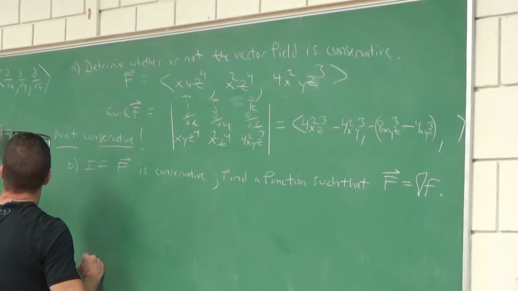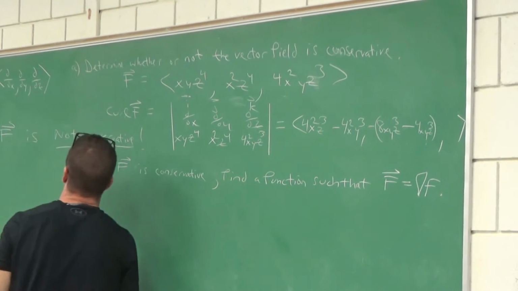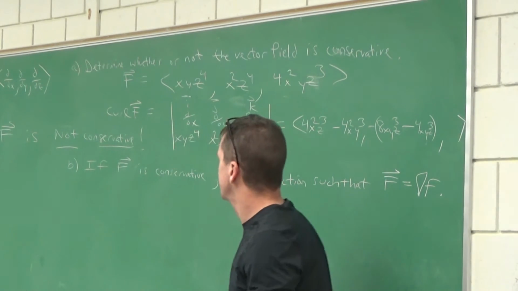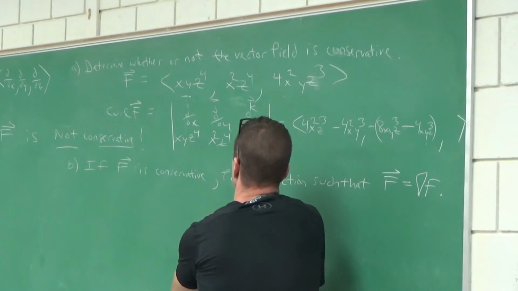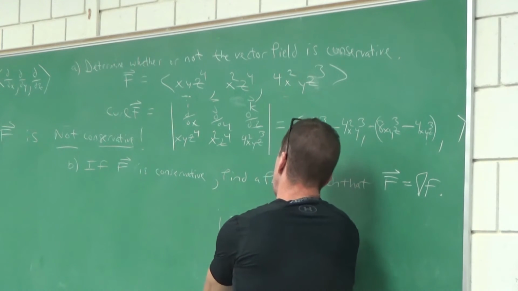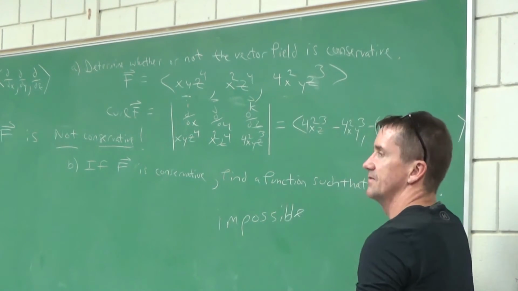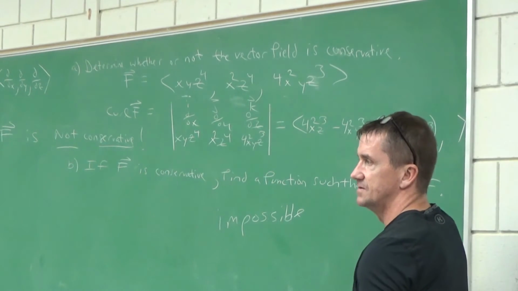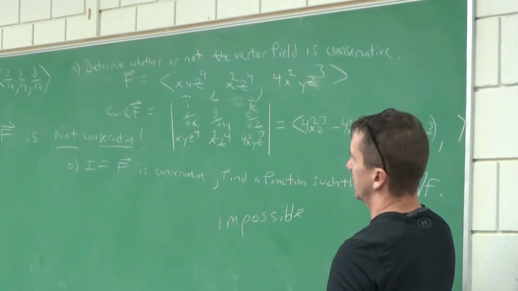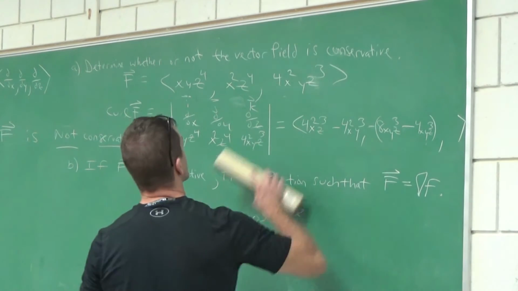F is not conservative. So we can't do B. That's impossible. You can't find a function f such that F equals del f. It's impossible. F is not conservative. Great job. Hey, try another one.